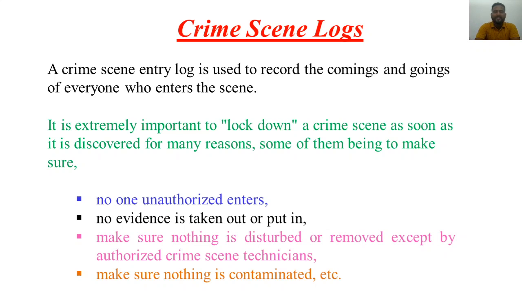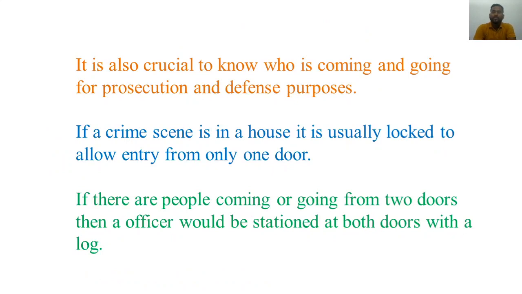Now next is crime scene logs. A crime scene entry log is used to record the comings and goings of everyone who enters the scene. It is extremely important to log a crime scene as soon as it is discovered, for many reasons, some of them being to make sure no one unauthorized enters, no evidence is taken out or put in, to make sure nothing is disturbed or removed except by authorized crime scene technicians, and also to make sure nothing is contaminated. It is also crucial to know who is coming and going for prosecution and defense purposes.